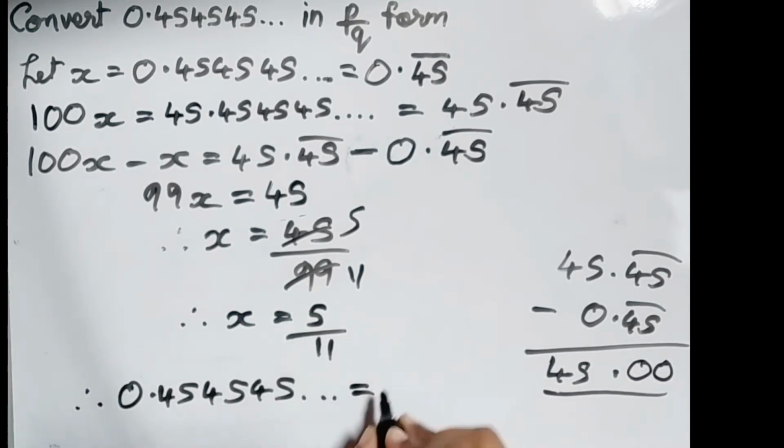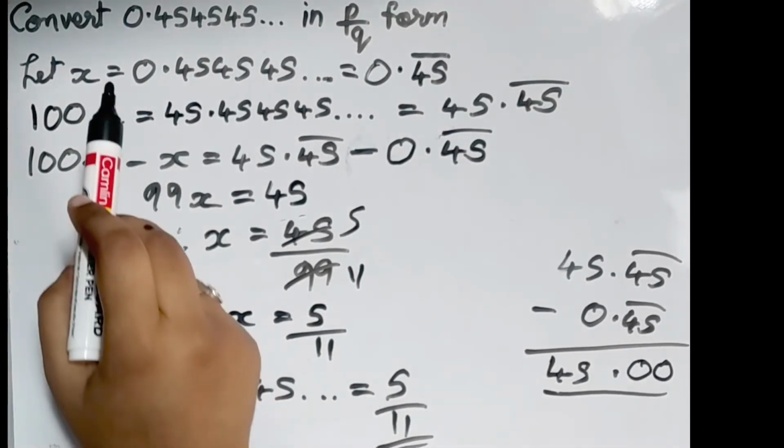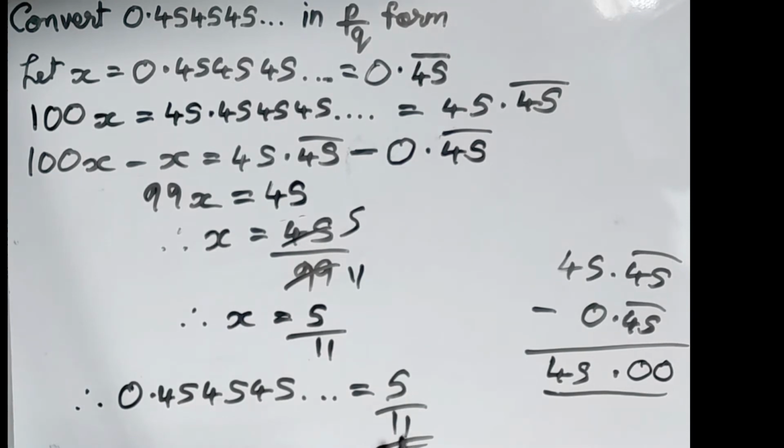Therefore 0.45 recurring is equal to x, and this is the value of x. So what we got is 5 upon 11. If you want to check whether this answer is correct, divide 5 by 11 and you will get back this number. So this is how you convert a recurring decimal to p by q form. Here p is 5 and q is 11.